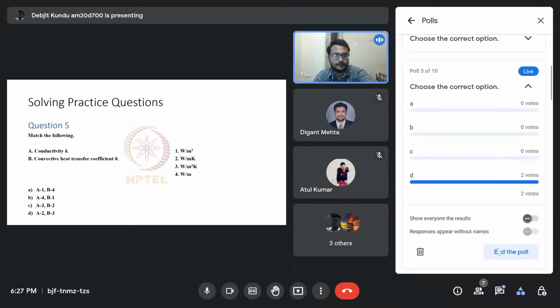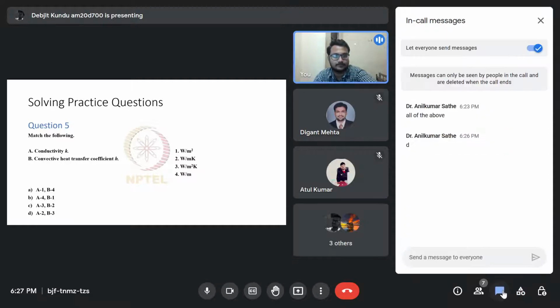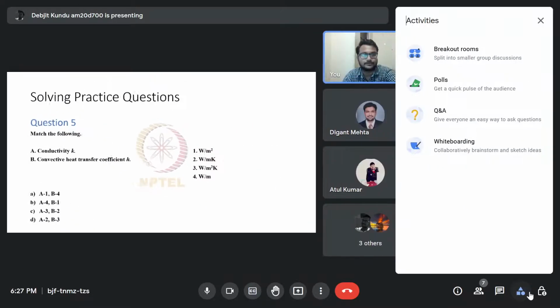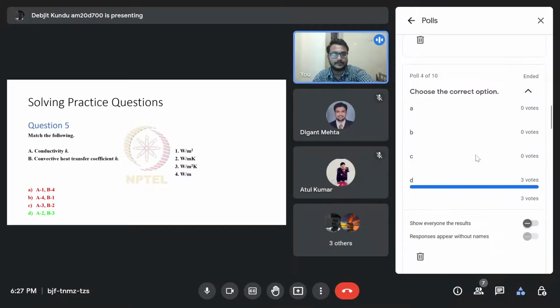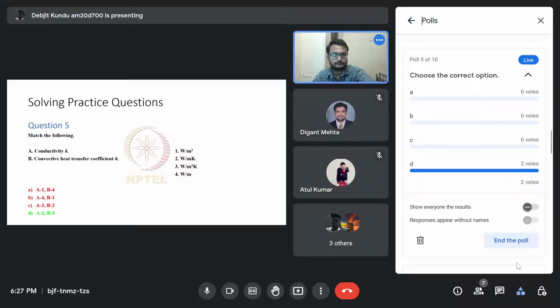Okay, so very quick responses, most of them in favor of option D. So we will have a look at the solution. The solution is that option D is indeed the correct solution. So we are ending the poll, and if we briefly discuss this, we will first consider conductivity K.